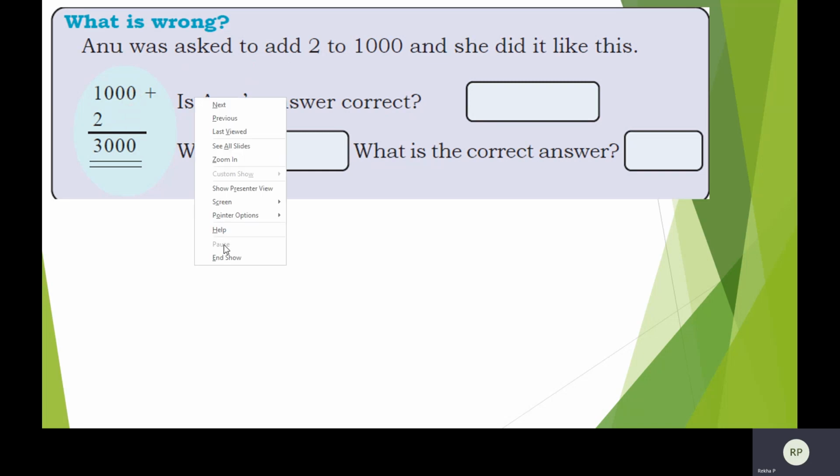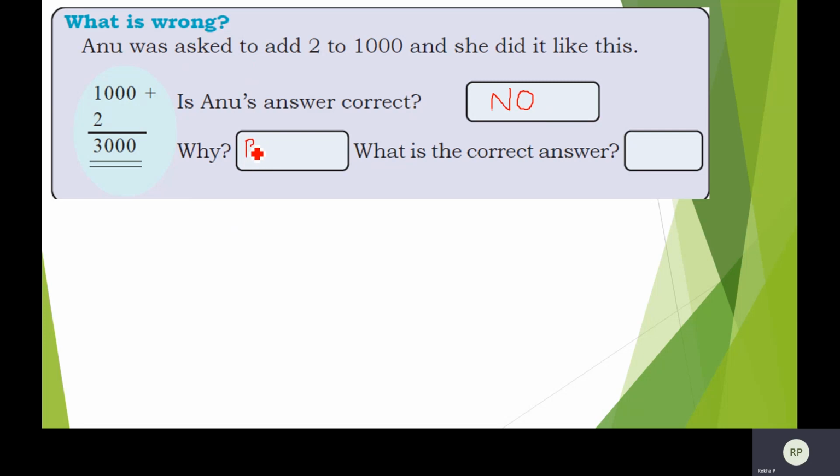Okay, so let's work out this. What is the answer? Is Anu's answer correct? The answer for this is no. Anu's answer is not correct. Why? Because of a place value error. You have to write it like this: place value error. So the place value is wrong. You just complete the sentence. I am not writing the full sentence. The answer is place value error.